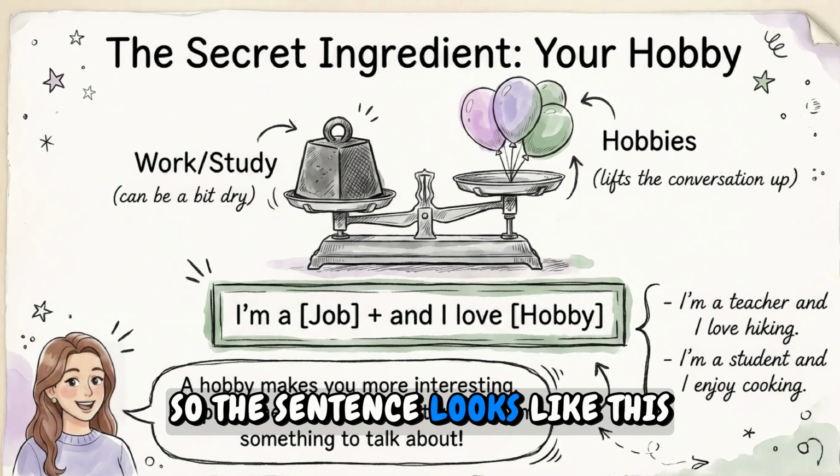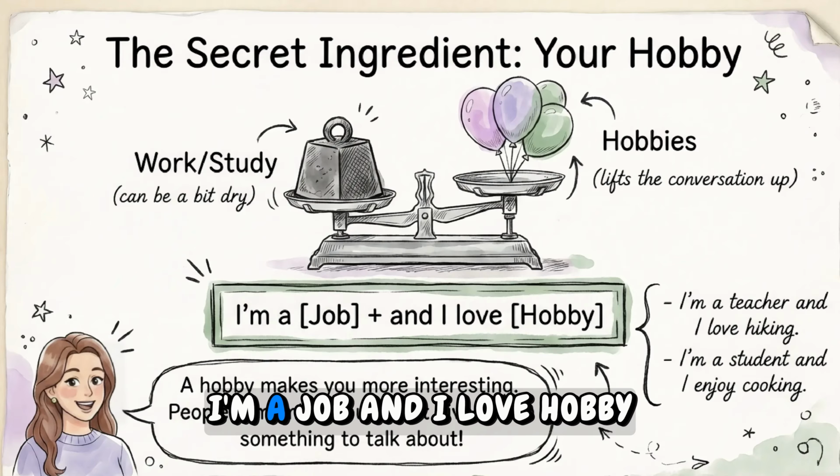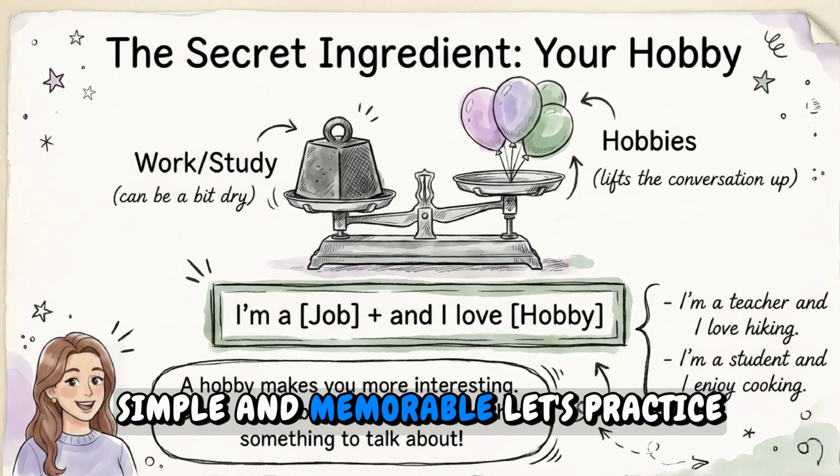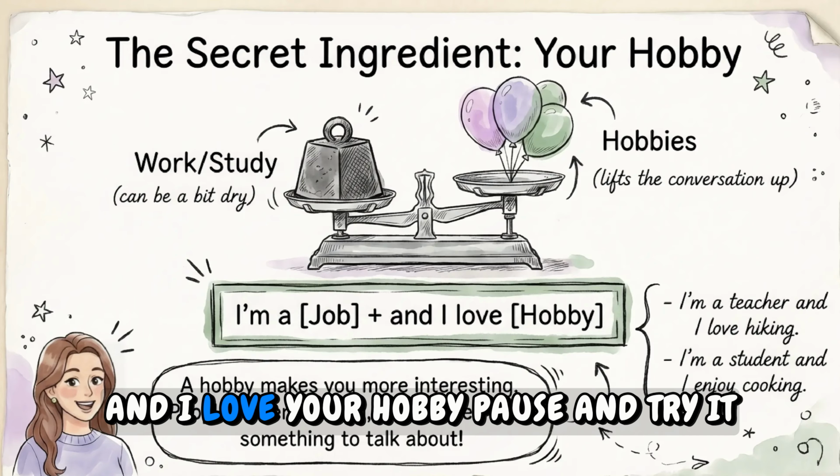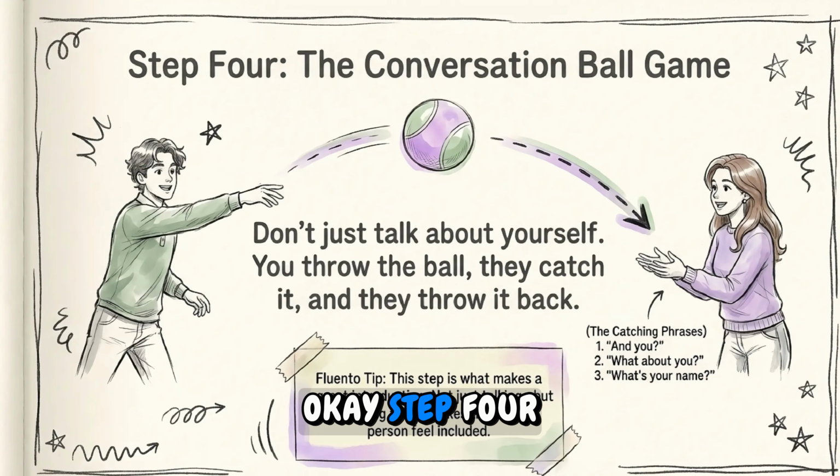So the sentence looks like this. I'm a [job] and I love [hobby]. Simple and memorable. Let's practice. Say, I'm a [your job or student], and I love [your hobby]. Pause and try it.